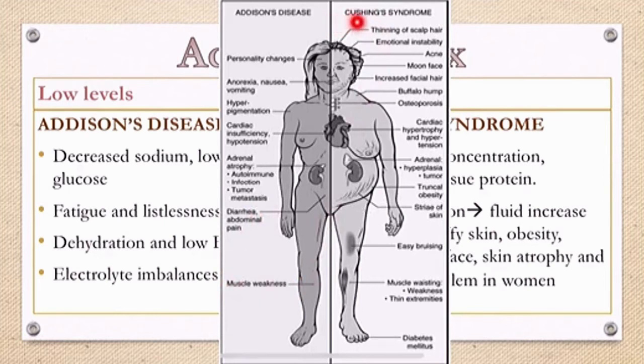Whereas in patients with Cushing's syndrome, there would be thinning of the hair. There would be moon face, increased facial hair. There would be a presence of a buffalo hump. Next there would be truncal obesity and striae of the skin. Here, the patient also manifests muscle wasting that will lead to weakness and thin extremities. Since there is increased glucose levels in the blood, patients with Cushing's syndrome are prone to develop diabetes.